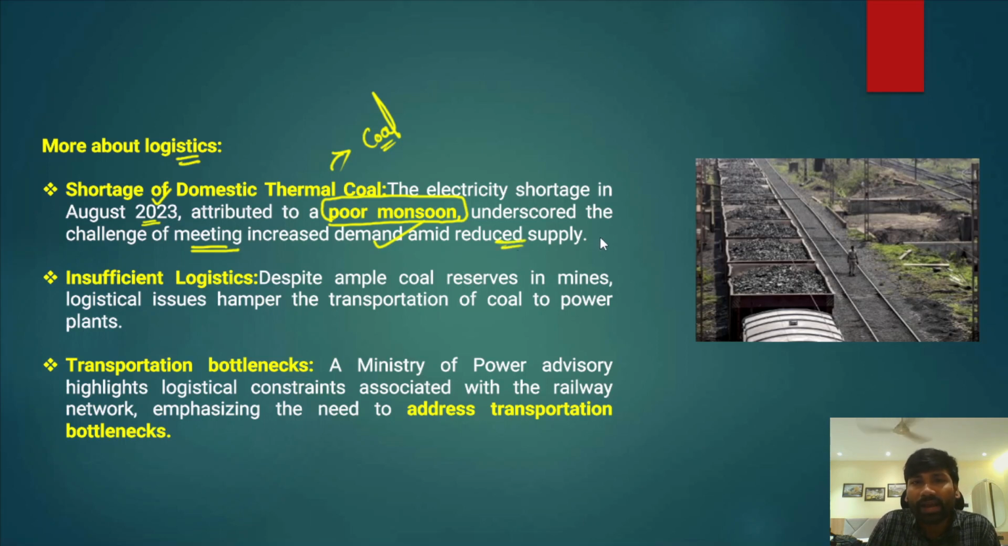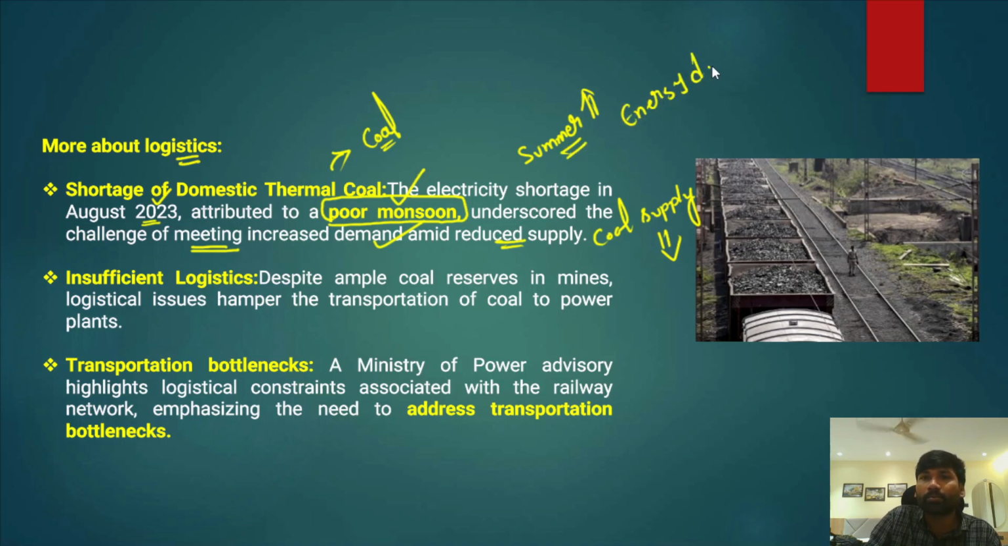Now on the one hand, coal supply is reduced or declined, but on the other hand, due to poor monsoon, the summer heat and existing temperatures have further increased, and increasing temperatures also increase the energy demand from the consumers. However, when there is a poor supply, the thermal power plants will not be able to meet the increasing demand from the consumers.